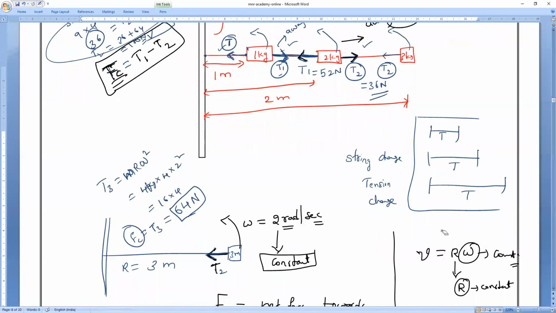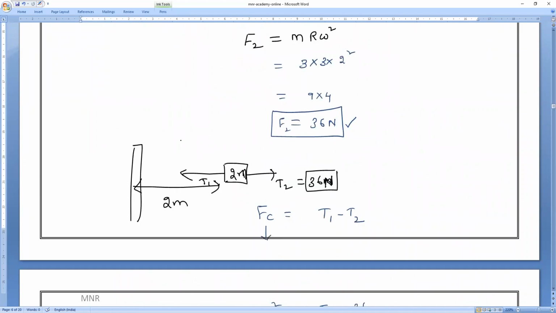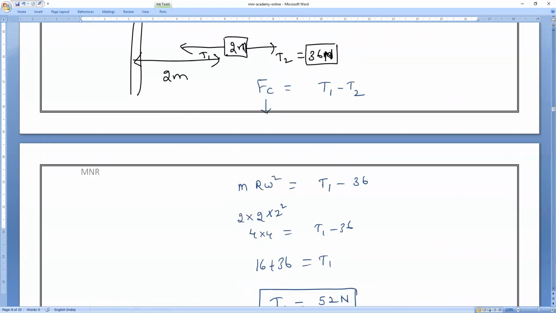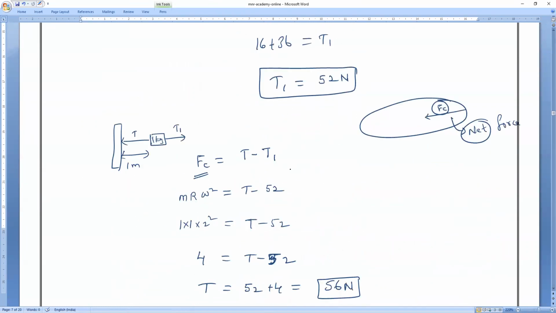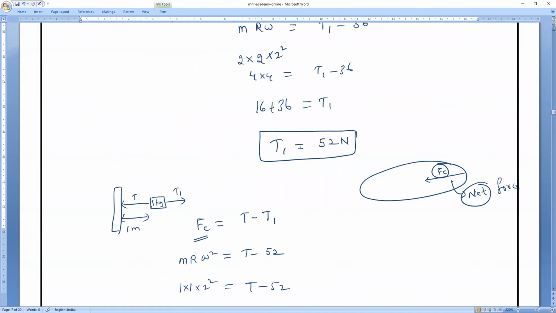Is it okay, all of you? Yes? Pradosh? Sir. So F2, next F1, so T1 as well as T, everything you have to find. Okay, then everything you solve it, everybody.